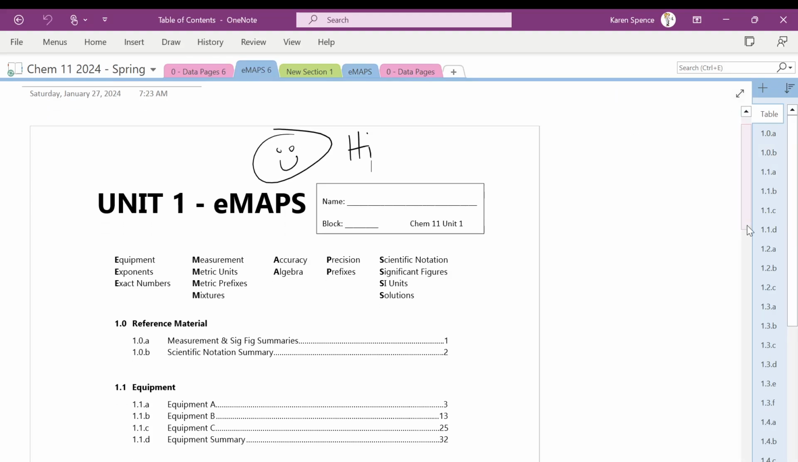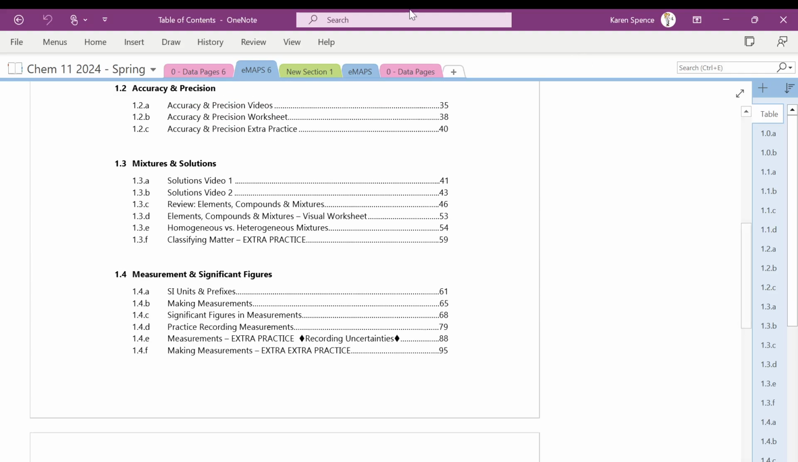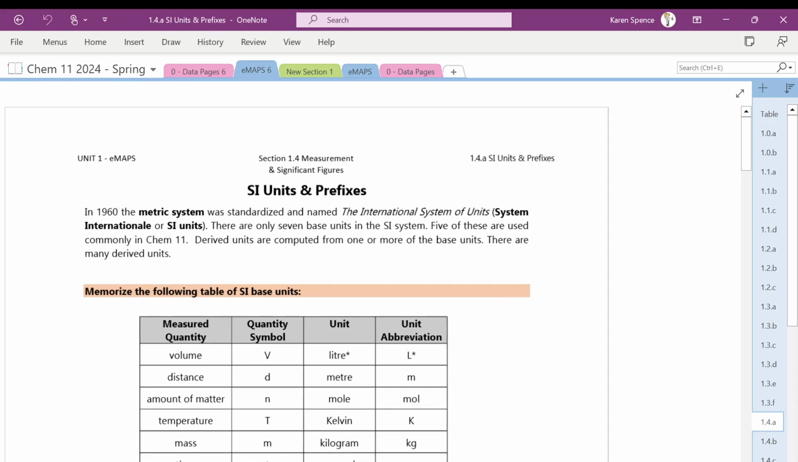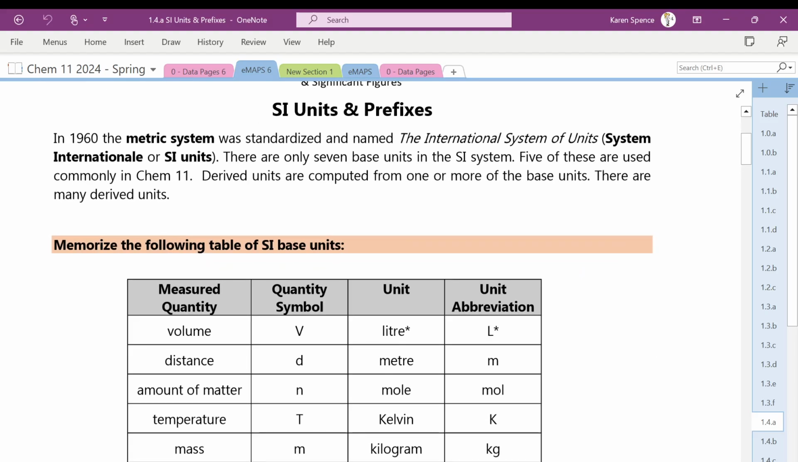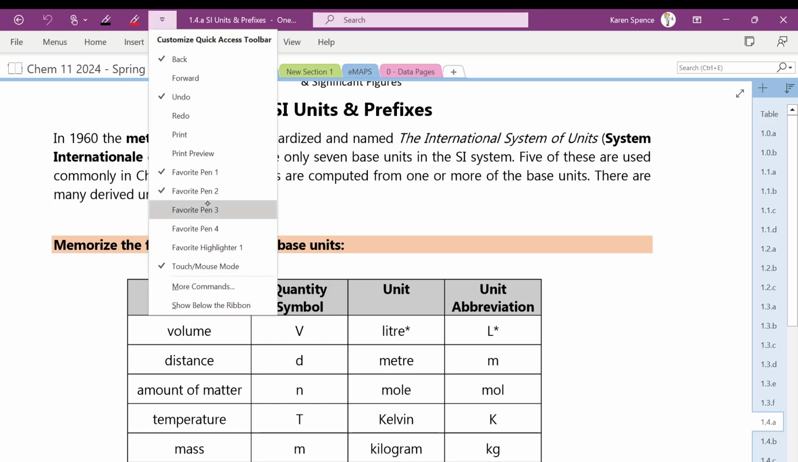and we're going to go to 1.4a, page 61. Page 61.